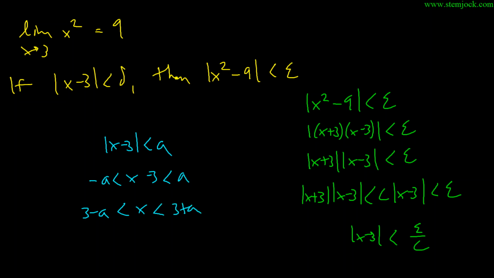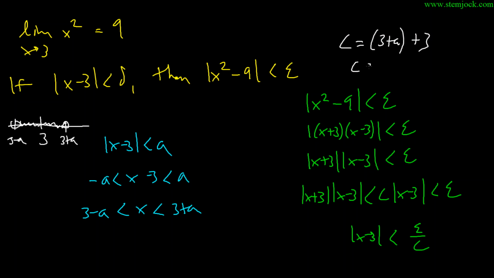And just to visualize this for you, we have here the x-axis. This is 3, and this is 3 plus a. This is 3 minus a, and these are open circles, and we're considering points in this interval. The point is that we know what the highest value of x is, so we can write a formula for c, the upper bound. It's going to be the absolute value of x plus 3. The highest value of x is 3 plus a, and so this is plus 3. So c is going to be 6 plus a.